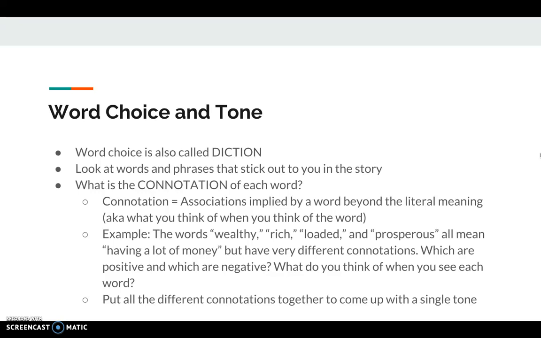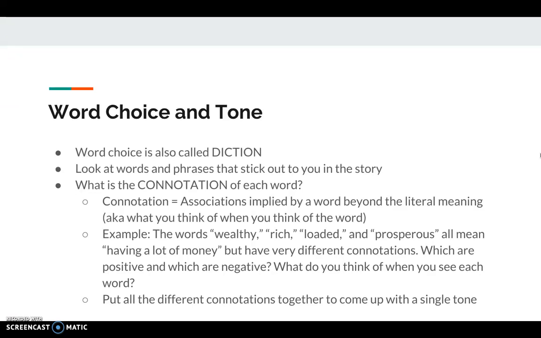Okay, this one is a big one: word choice and tone. We'll probably do a lot of practice with this specifically, because it's a huge way that authors can create tone. Another word for word choice is diction, so you might also hear me say that word. To analyze the diction of a story, the first thing you want to do is look at specific words and phrases that stick out to you, and then look at the connotation of each word.